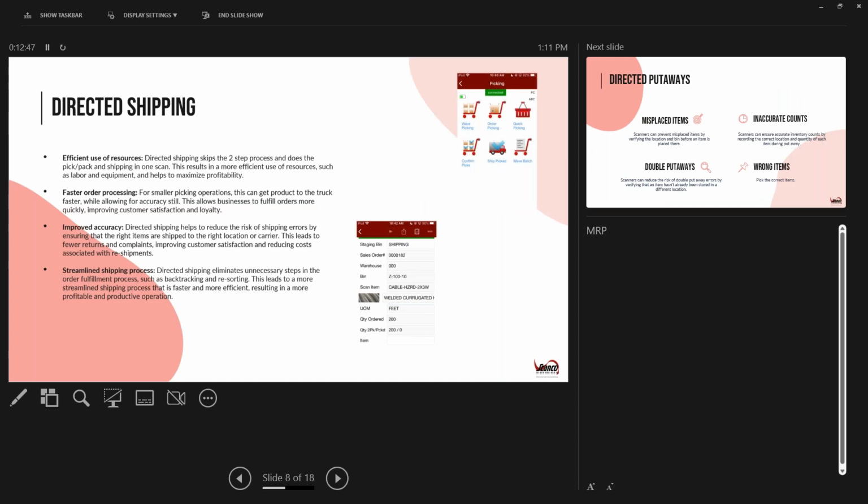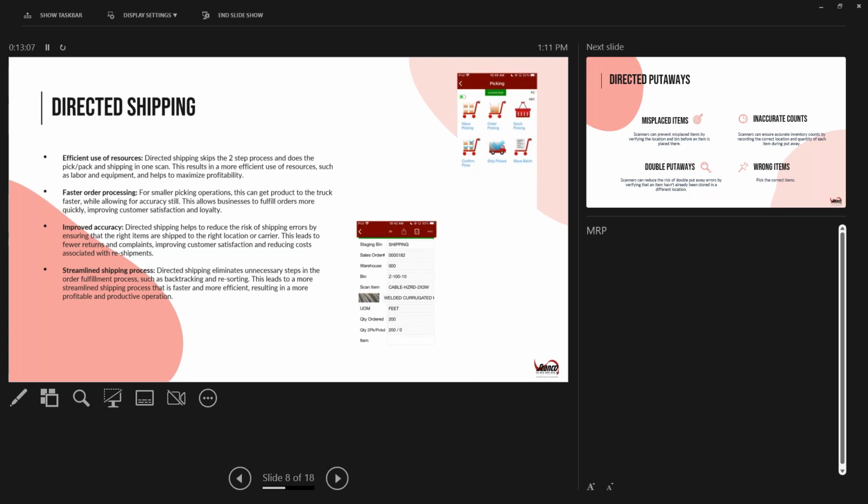But what if you're a smaller company and you're still looking for efficiency? What if, hey Seth, I don't have this really robust process. We don't have this 100,000 square foot facility, but I still need to add efficiency. I need to do some kind of directed picking. I might highlight and push you towards directed shipping then.